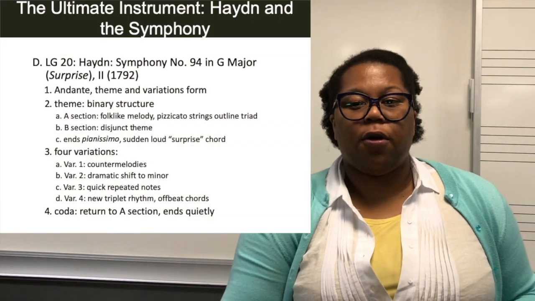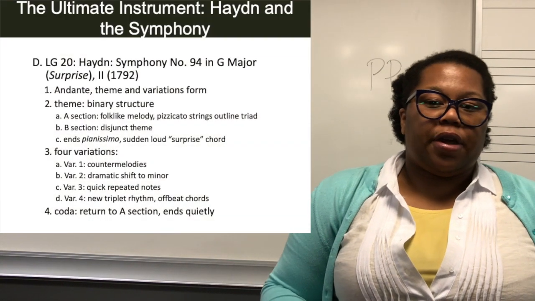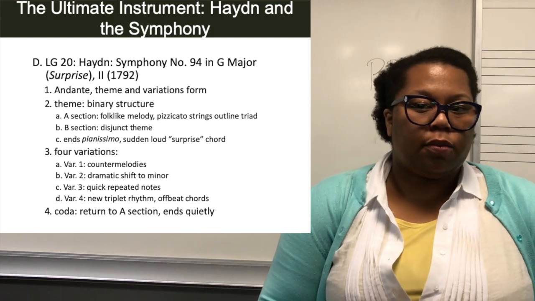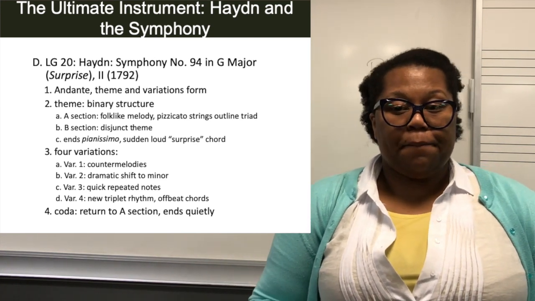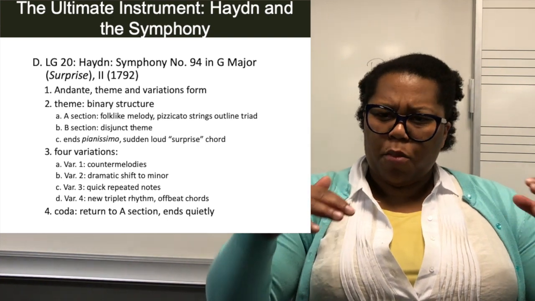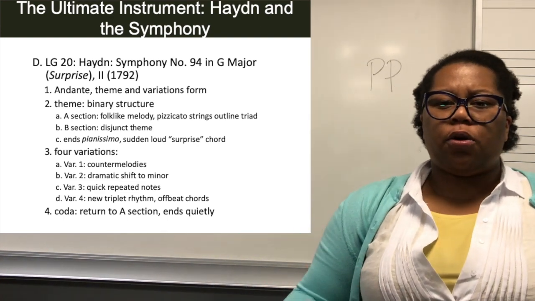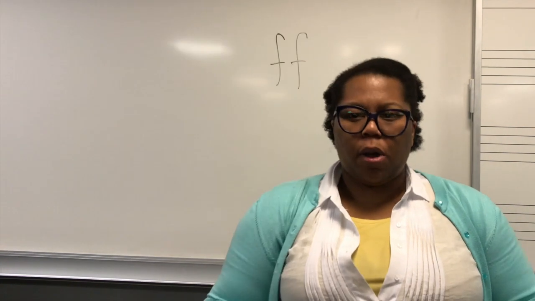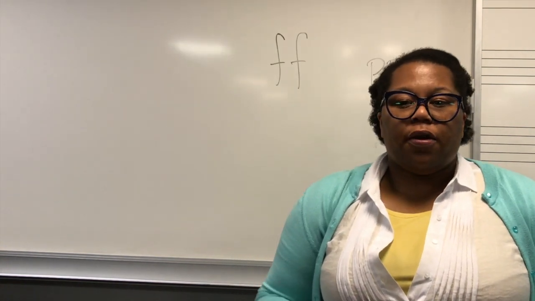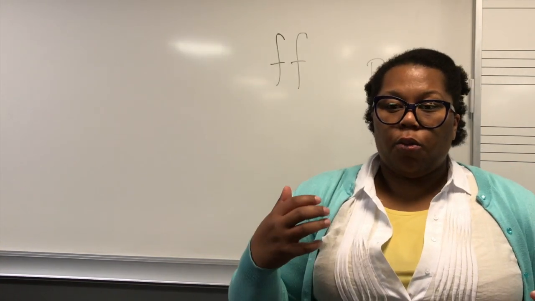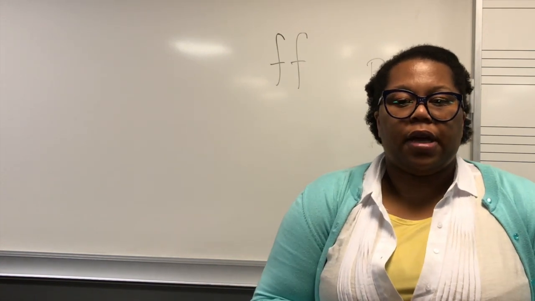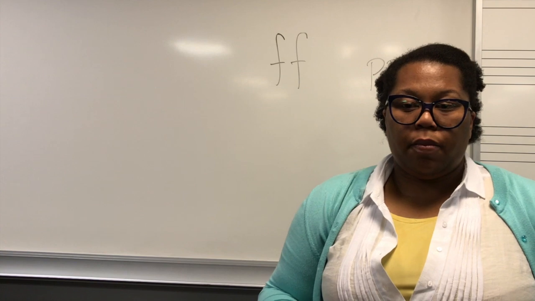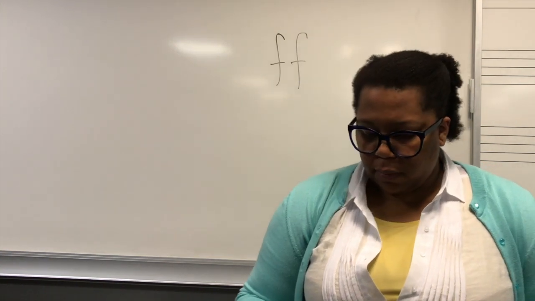All right, so we have 4 variations. The first variation, we have counter melodies. The second variation, we have a dramatic shift to a minor key. So we can actually hear that mood shift from that happy, jovial major to a darker minor key. And then the third variation, we have quick repeated notes. And then the fourth variation, we have a new triplet rhythm with offbeat chords.